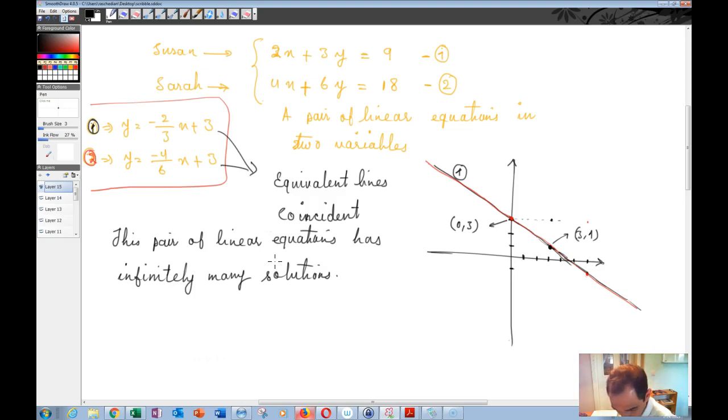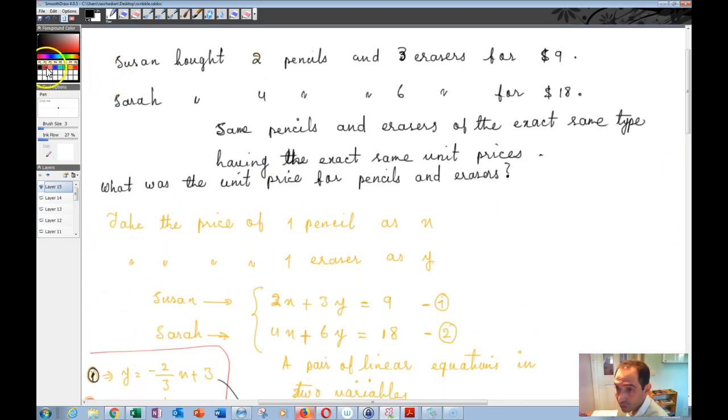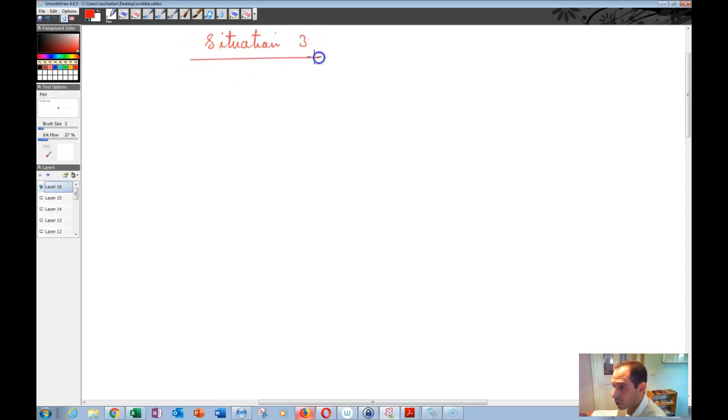And then that was basically situation number 2. Then we call this situation number 2, and then we have one more situation over here. And what that is, situation number 3, which is something like this.